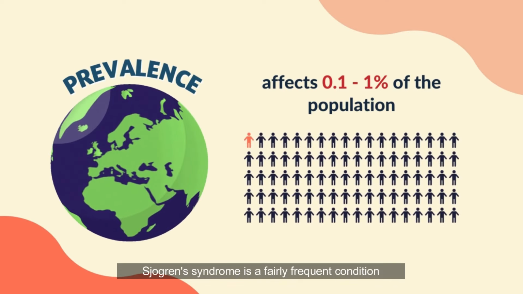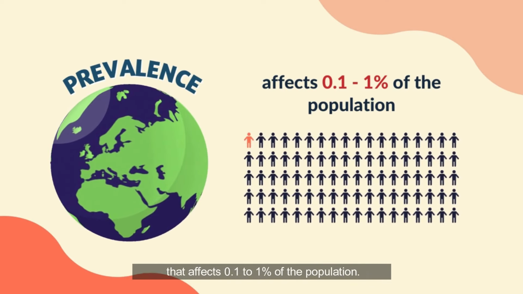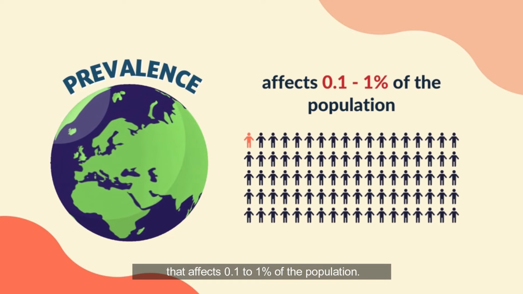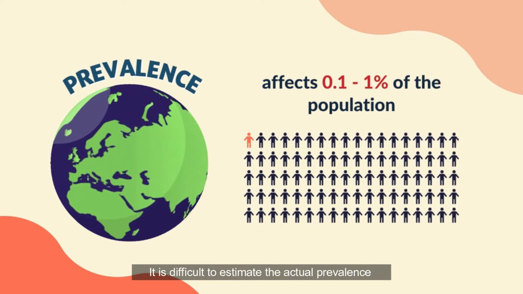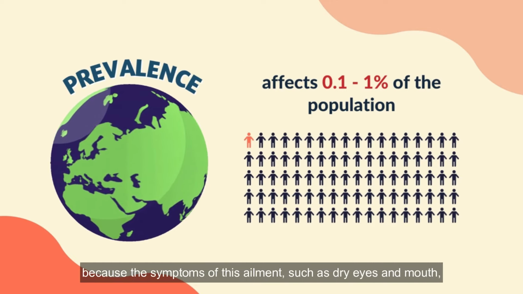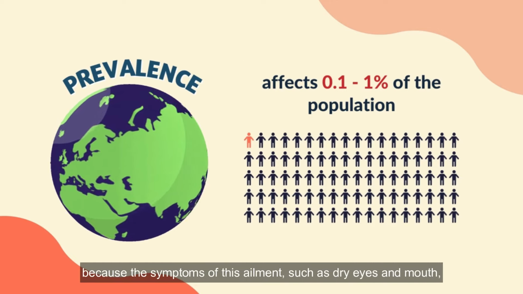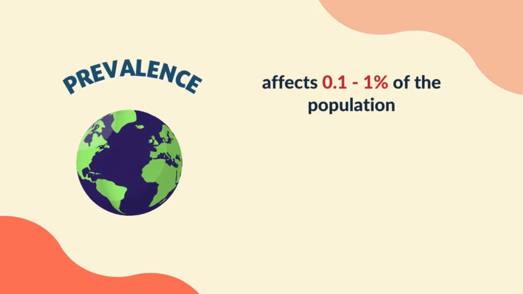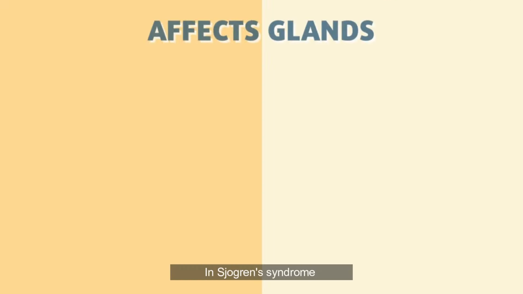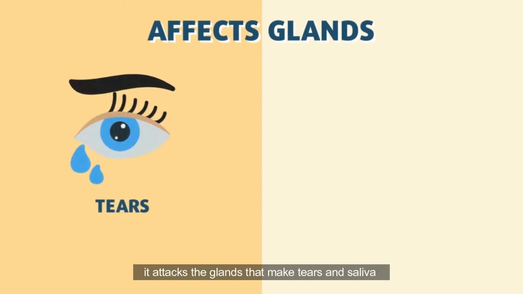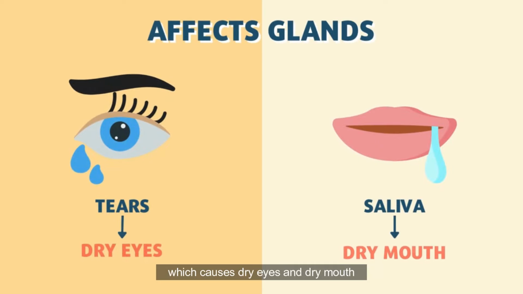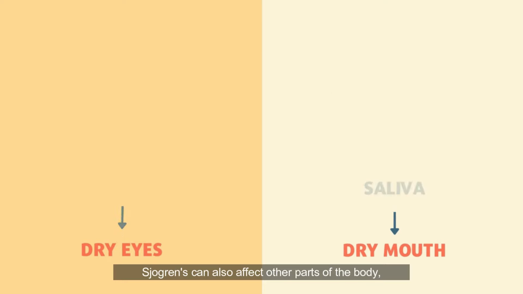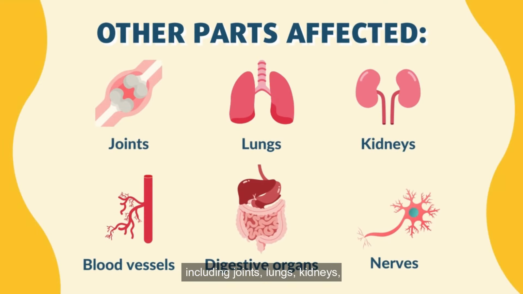Sjogren's syndrome is a fairly frequent condition that affects 0.1 to 1% of the population. It is difficult to estimate the actual prevalence because the symptoms of this ailment, such as dry eyes and mouth, might be caused by a variety of other conditions. In Sjogren's syndrome, the immune system attacks the glands that make tears and saliva, which causes dry eyes and dry mouth. Sjogren's can also affect other parts of the body, including joints, lungs, kidneys, blood vessels, digestive organs, and nerves.